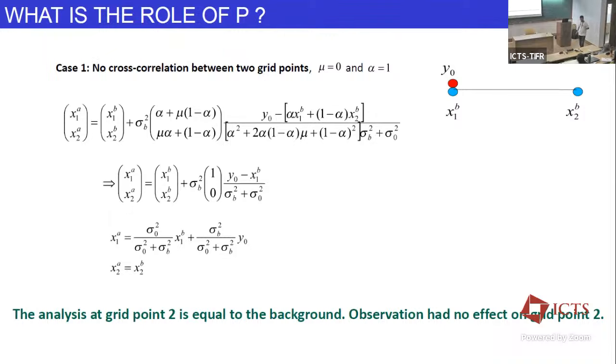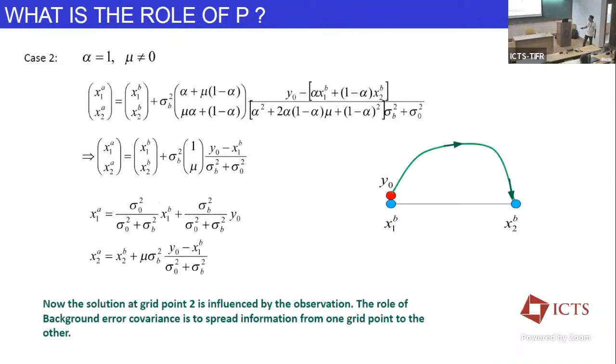Okay? Fine. Now let us say that there is some cross correlation between these two walls. My mu is no more 0, it's non-zero. Correct? When I do that and when I solve this, what do I see? And I still observe only one wall, the temperature at only one wall. Now you will see that the temperature at this wall is affected by your observation of this wall.